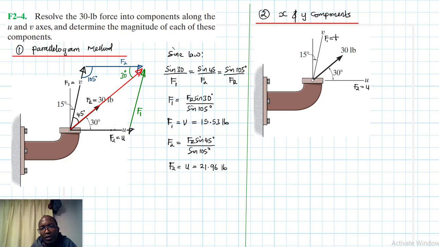F1 is equal to V, like so. So what we need to do now is write down the components. F1 will have two components, in the X and in the Y. So we are going to have one component like so, and another component like so. While U is just in one direction, the same direction.